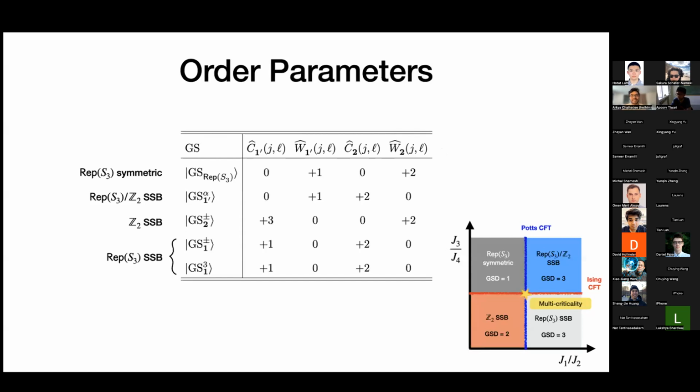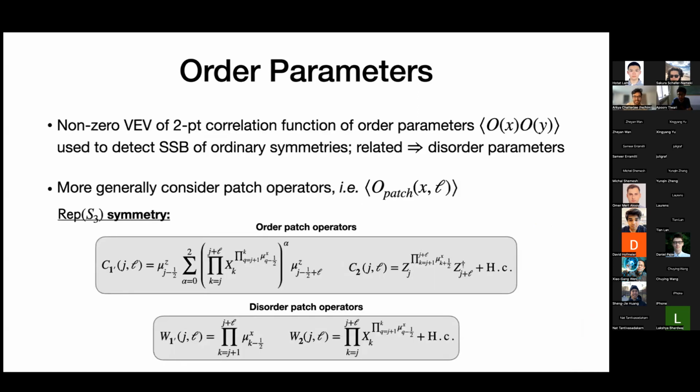Can you go back 2 slides when you're showing the string operator? I was just curious. With the S3 string operator, it has a trivial invisible bulk. And if I send one of the points off to infinity, I'm left with the charged local operator. But here, when I send one point off to infinity, I'm left with a string operator. I was wondering if it's obvious how that string operator is related to the charged local operator.